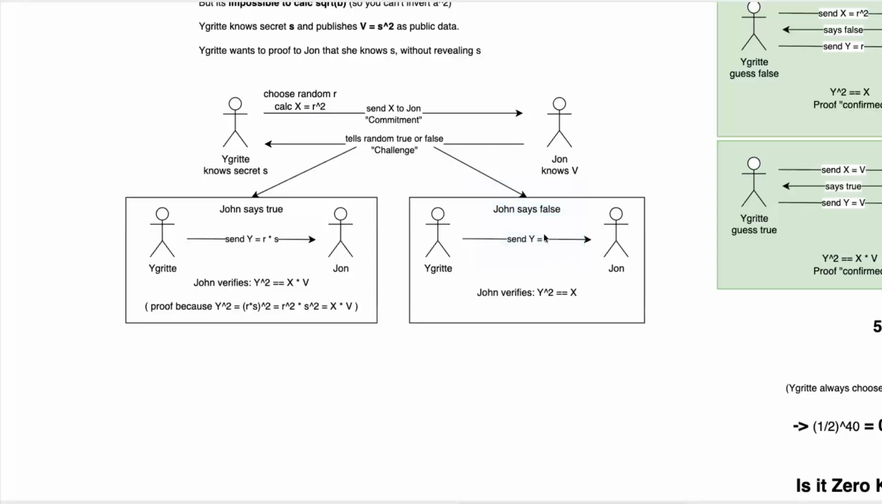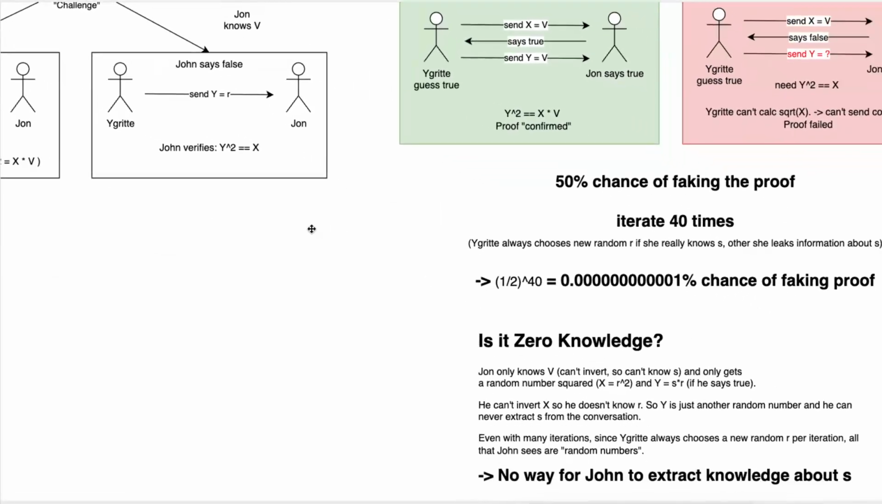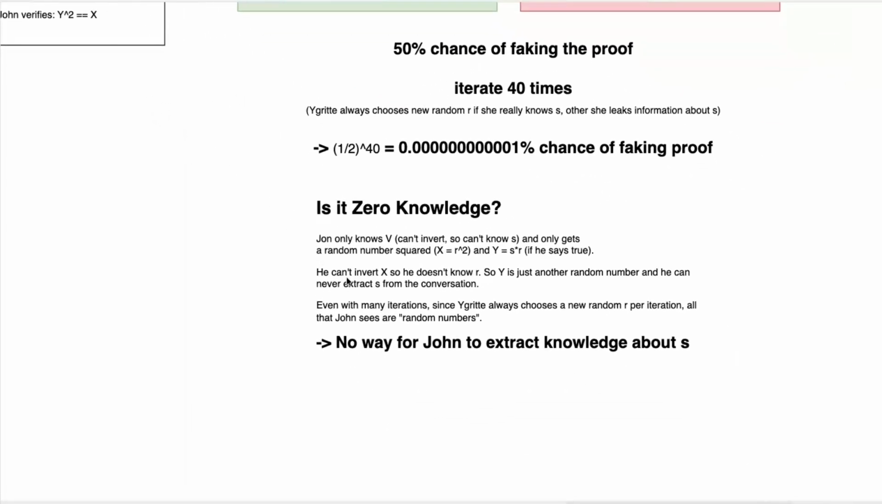if he says false, he gets the random number revealed. Now he knows the random number. If she chooses the same random number in the next iteration and he just says true, suddenly he knows the secret. So that's important from her side, that she sticks to that. But if this happens, we have exactly this.